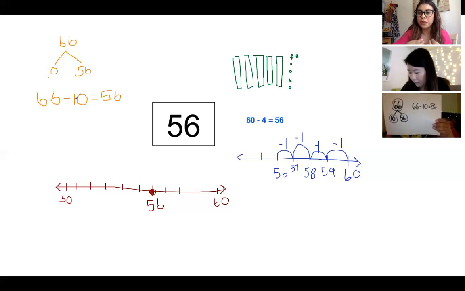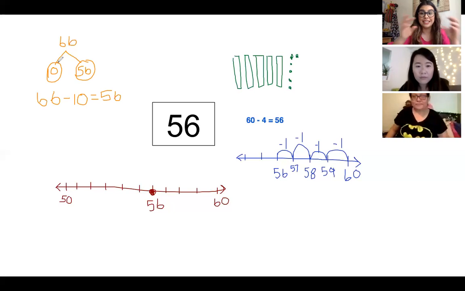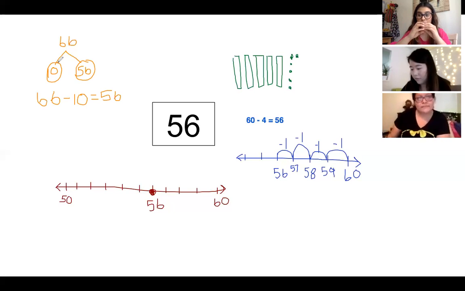So what I found really interesting about your strategy, Ms. Rosales, is that you started with a number bond, but you did it in the opposite way. You composed a number versus decompose. So instead of having 66 and then figuring out the friendly numbers from 66, you started with 56 and then added a friendly number to compose a new number. So that's a great strategy.